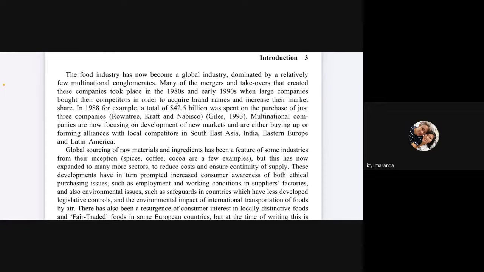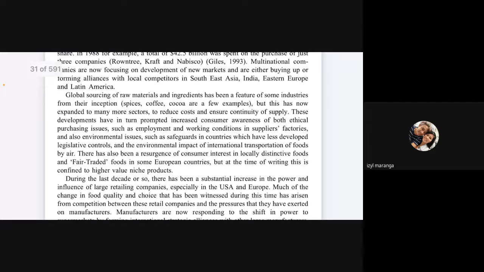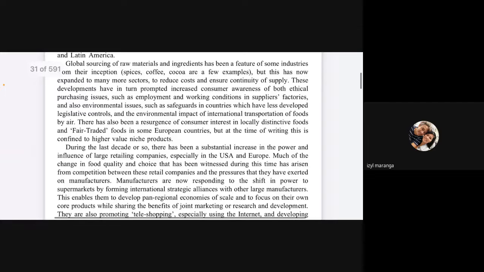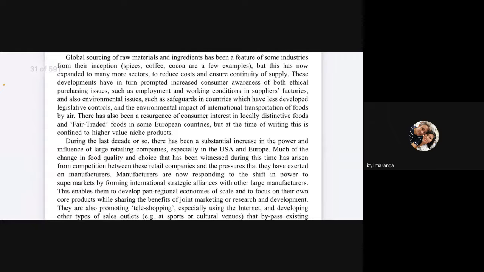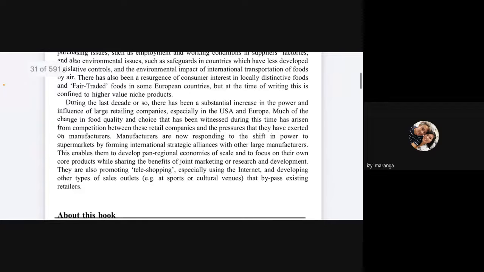So there's a lot of examples of companies here, and one aspect of that is the global sourcing of raw materials and ingredients by these multinational companies. For example, spices, coffee, cocoa. Those are examples. And so what happened? We also have a resurgence ng mga local distinctive food and fair traded foods in some other countries, and also nag-start na tayo dito sa Philippines, no?